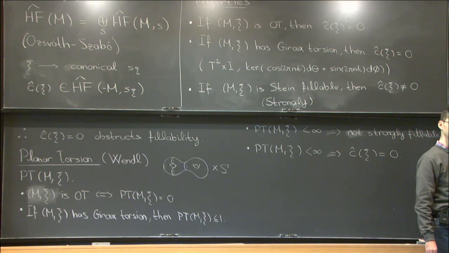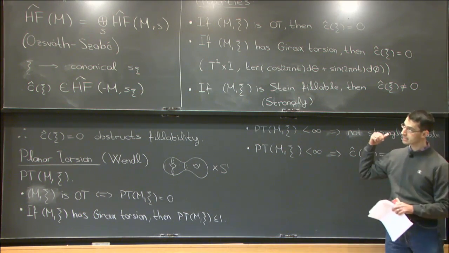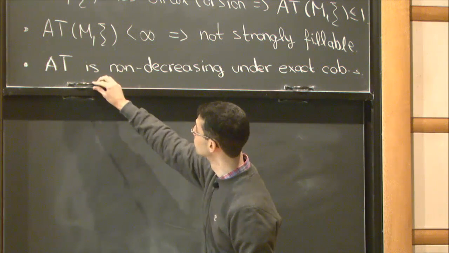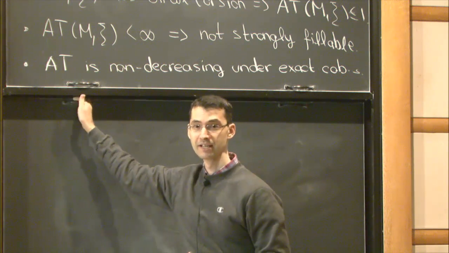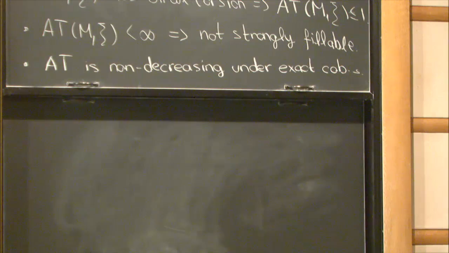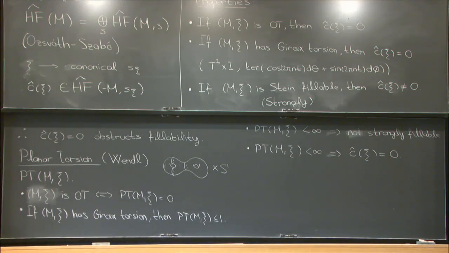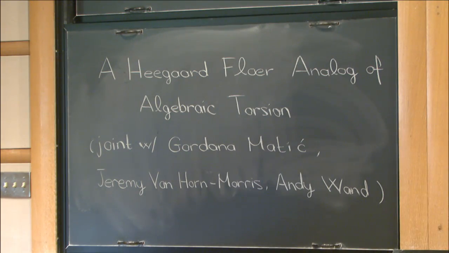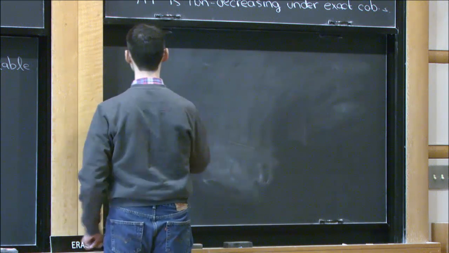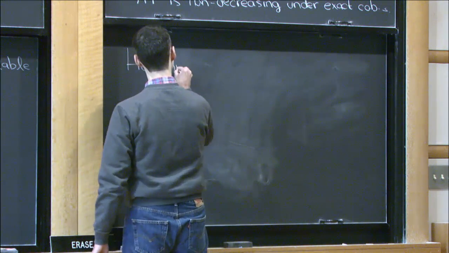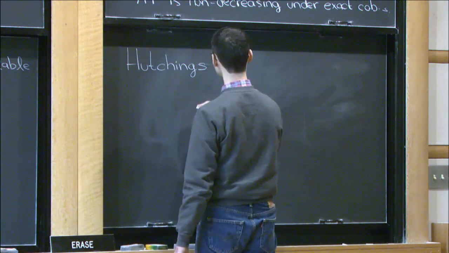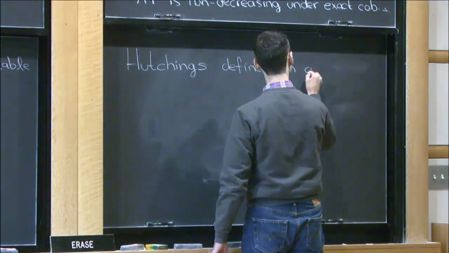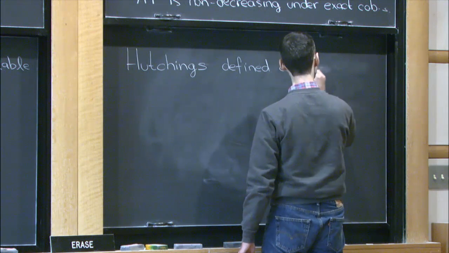And this algebraic torsion is computable, or? So that's the thing. This is something defined in SFT, and I'm not good at computing things in SFT. I don't know if anybody is. So we figured that we should try to find an analog of this in Heegaard Floer homology, and that was actually made possible by Michael Hutchings. So Hutchings defined an ECH analog of this.